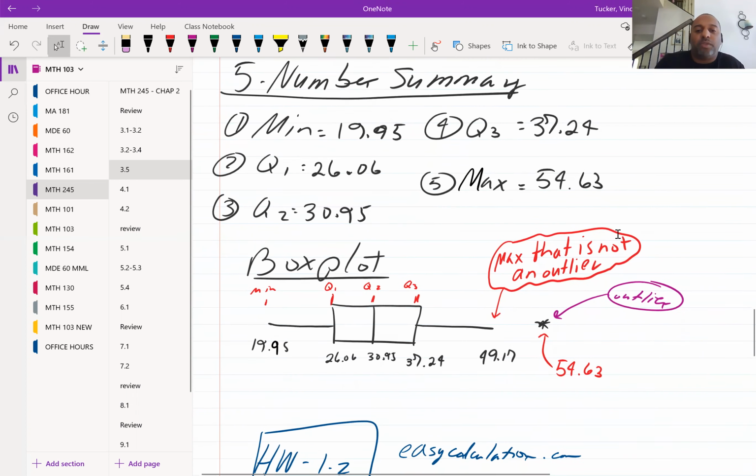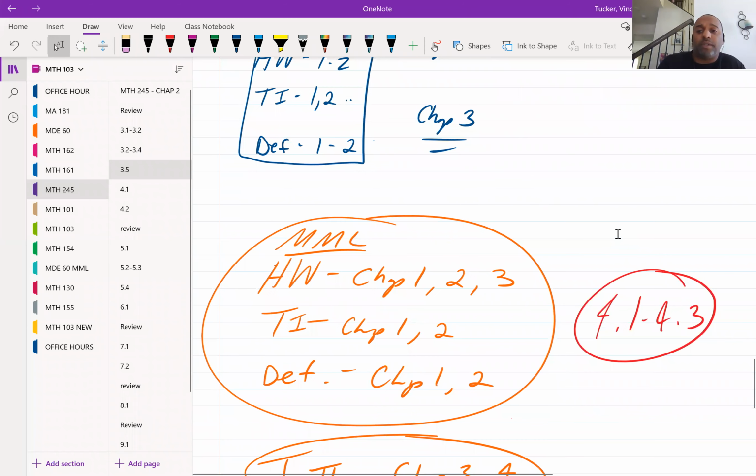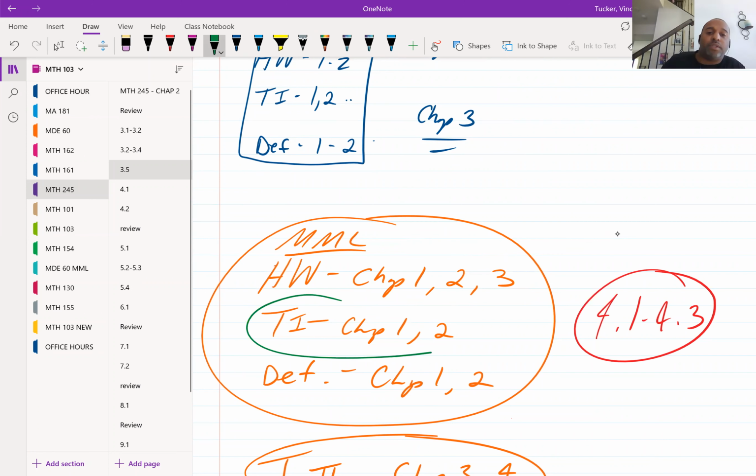All right, so scrolling up, that's it for 3.5. This is it for chapter 3 altogether. So just making sure we're clear on what you guys are responsible for up to this point. In MyMathLab homework, you have chapters 1, 2, and 3. Test 1 is only on chapters 1 and 2, and don't forget those definitions. If you have not sent them to me yet, most of you have, there are a few out there that haven't. So make sure you get those definitions to me, especially since it's an easy grade.